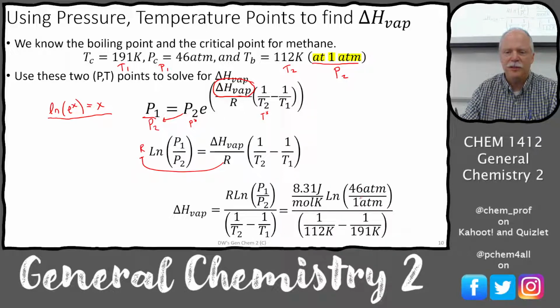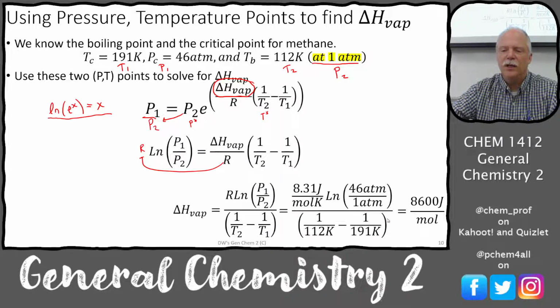And so now that we've labeled those, we can put them into this equation. So 46 atmospheres divided by 1 atmosphere, natural log, times 8.31. And then I would write that number down, and then I would do 1 over 112 minus 1 over 191, and write that number down, and then I would take the ratio. And we end up with 8,600 joules per mole. That's cool. That's pretty close to 8,200.